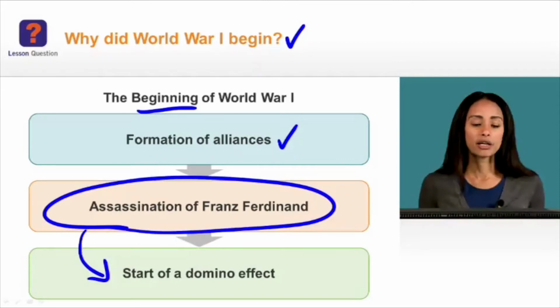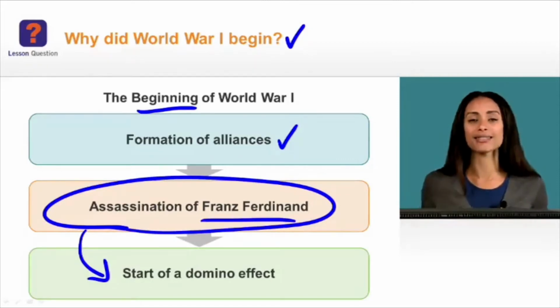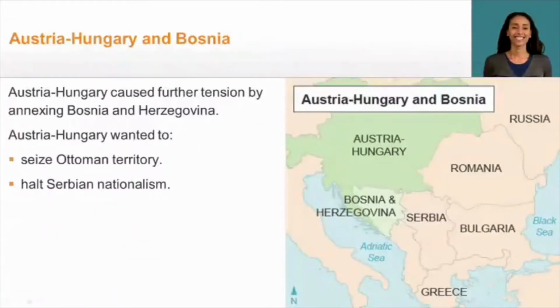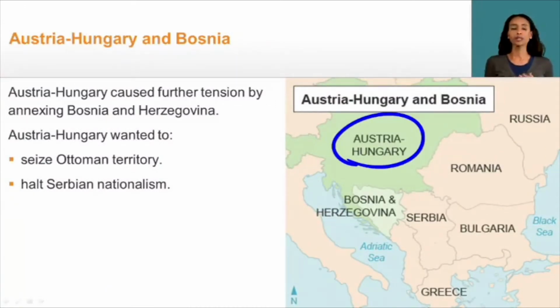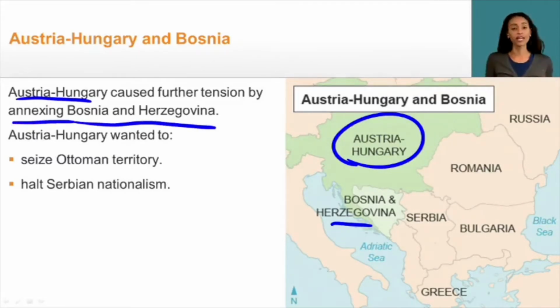So let's now take a closer look at Franz Ferdinand's assassination. The other major empire in this time was Austria-Hungary. And Austria-Hungary, like the Ottoman Empire, is facing internal unrest due to multi-ethnic populations seeking independence. And so in order to try to maintain its empire's strength and to take advantage of the weakening Ottoman Empire, Austria-Hungary is going to annex Bosnia and Herzegovina. So they're going to make Bosnia and Herzegovina part of the Austro-Hungarian Empire.